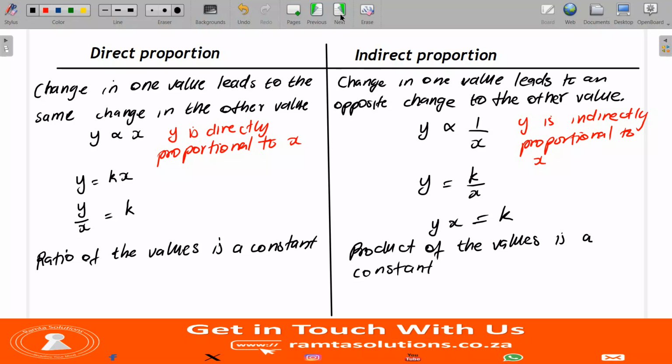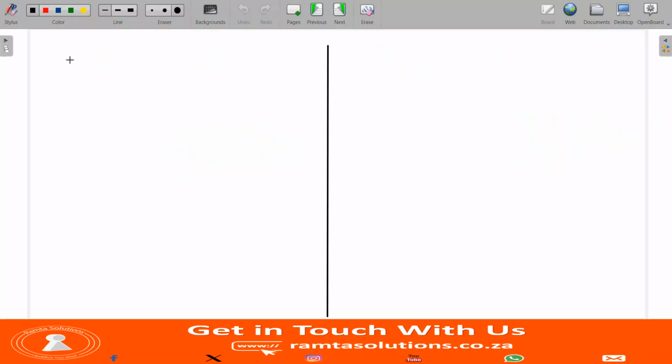Proceeding, if we were to draw graphs for this, this is what is happening. Let's say this is y and this is x. If y value is 1, x value must be 1. If y value is 2, x value must also be 2. If it's 3, it must also be 3. You see this? This is direct proportionality.